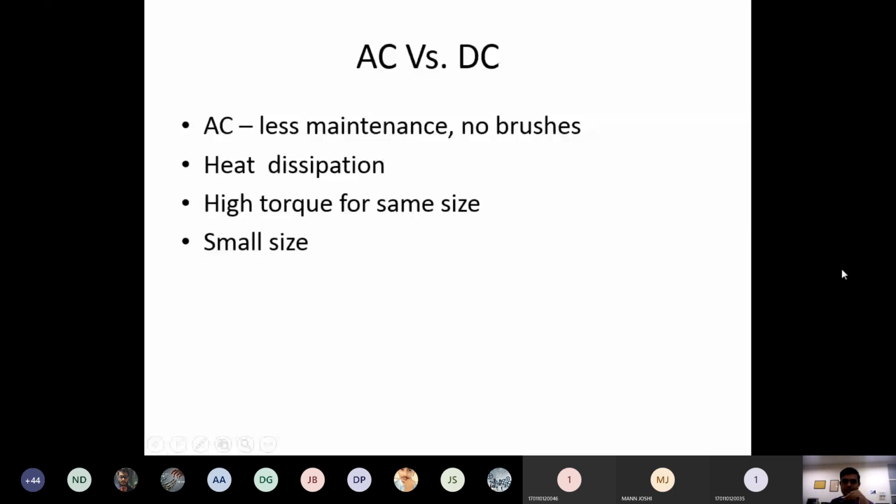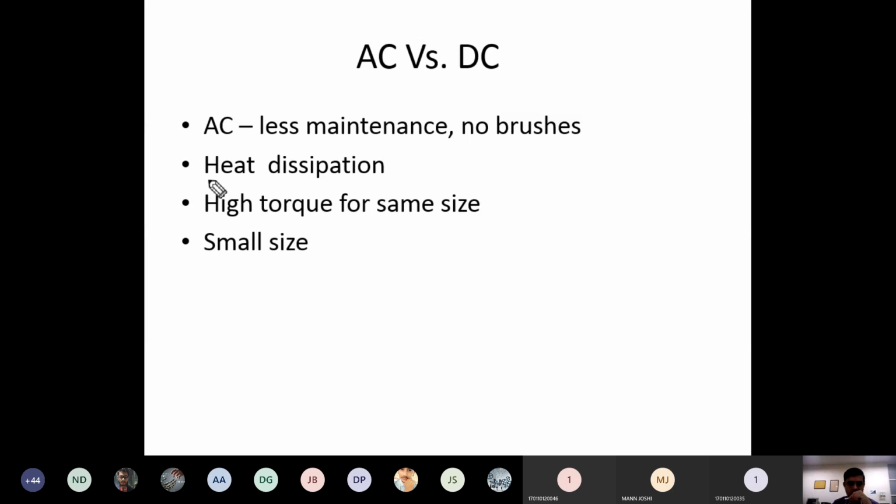So what is the advantage? The difference between AC and DC servo motor is given. The AC servo motor has less maintenance because there are no brushes. In a DC motor, brushes are used. I think you all learned this in your electrical subject. The DC motor has brushes, so the maintenance increases due to the brushes.